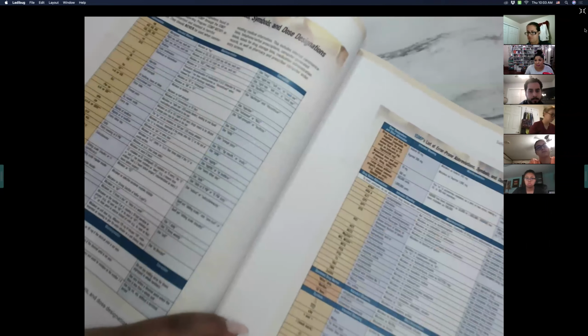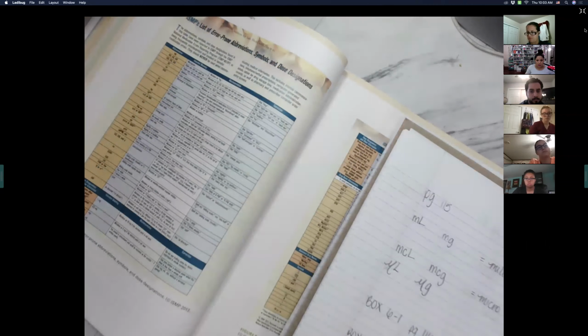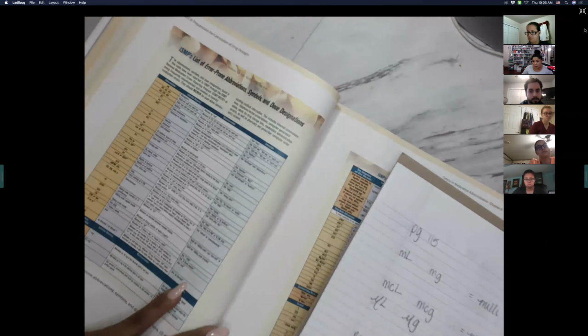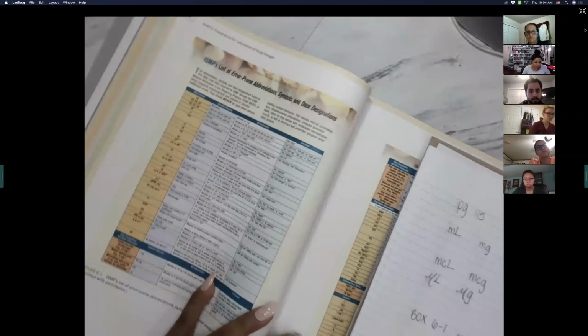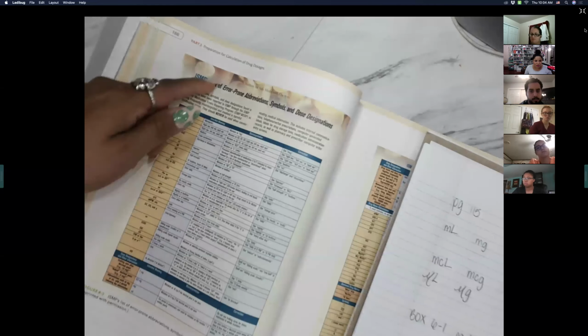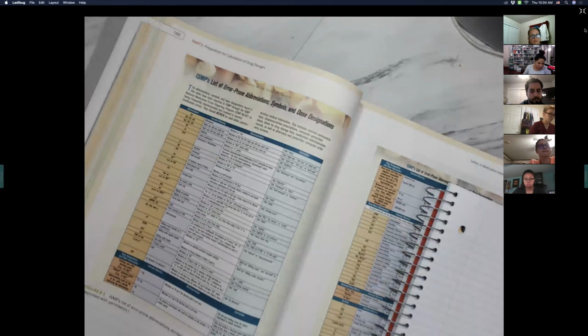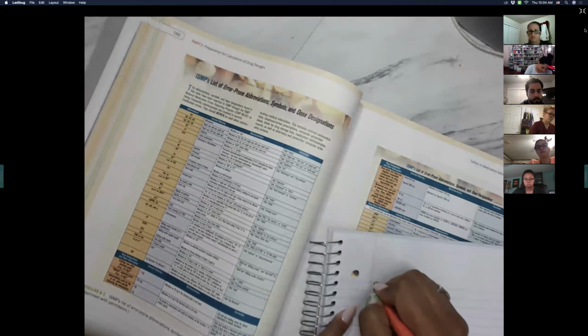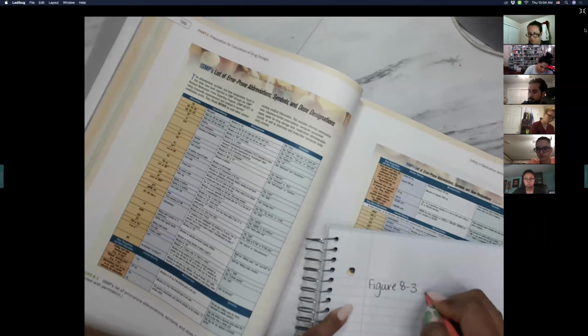Students either forget that it means micro, or they confuse it with milliliters, milligrams. So again, we're telling you it's an error-prone abbreviation. Once you get your book, start reviewing this table as well on these 2 pages. That's table or figure 8-3 on pages 166 and 167.